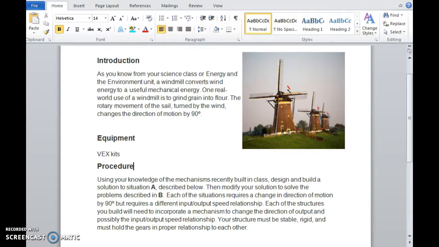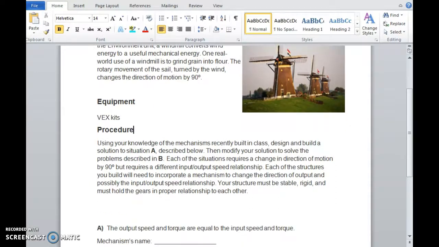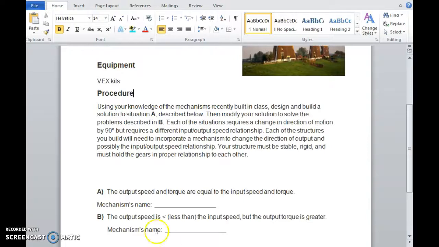Your structure must be stable, rigid, and must hold the gears in proper relationship to each other. In situation A, the output speed and torque are equal to the input speed and torque. In situation B, the output speed must be less than the input speed, but the output torque is greater. Let's look at an example.